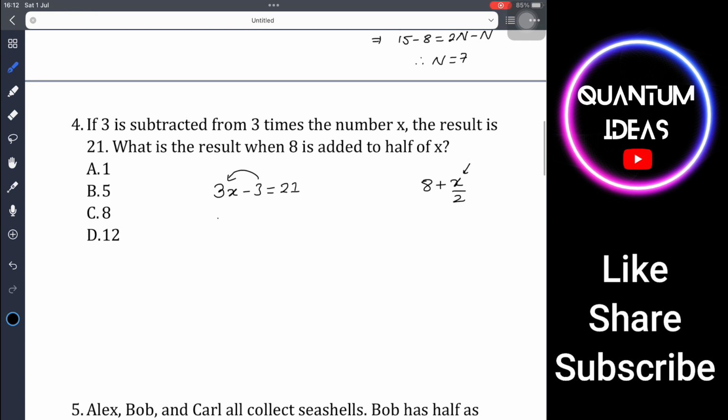So we have 3x equals, if 3 goes to that side, 21 plus 3. So 3x is equal to 24, and x is equal to 24 over 3, which is 8. So x equals 8.